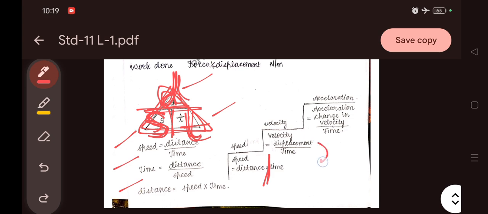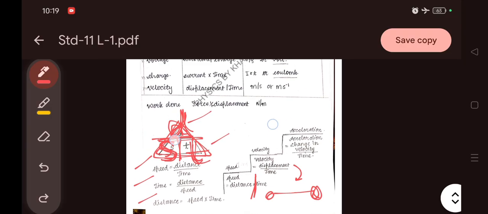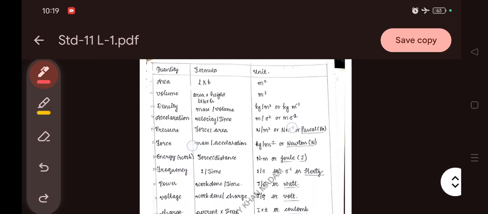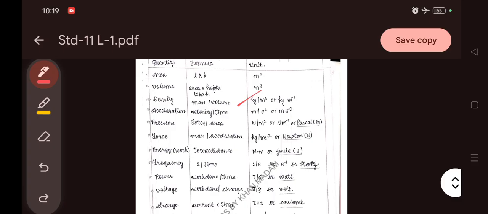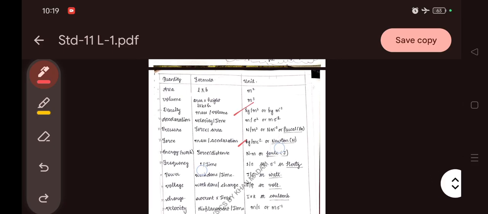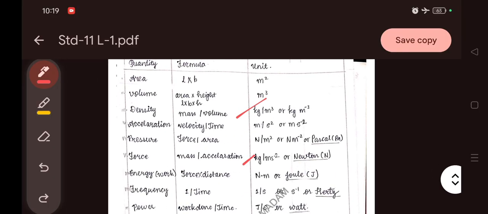Now what is displacement? Displacement is nothing but the distance between the final point and the initial point. The distance between the final point and the initial point is known as displacement, and acceleration is nothing but change in velocity upon time. Now if you know a few basic formulas like mass upon volume for density, then mass into acceleration for force, and so on and so forth, you can literally derive the unit out of that formula.